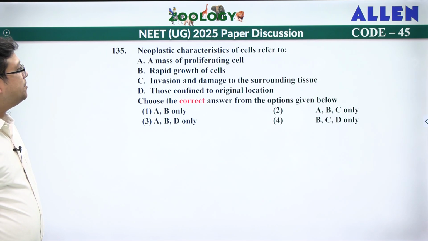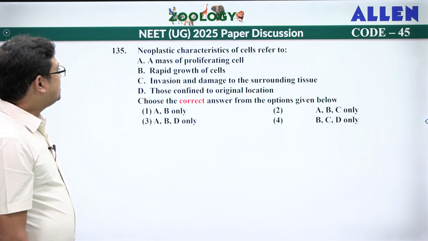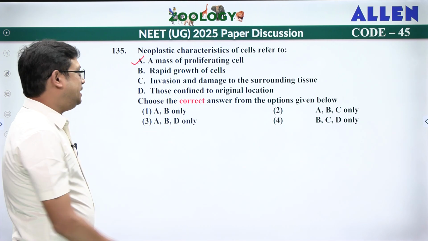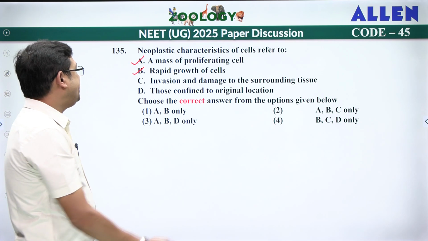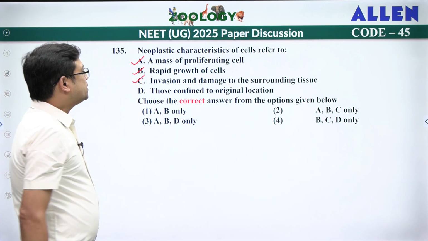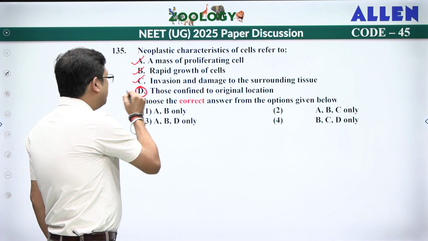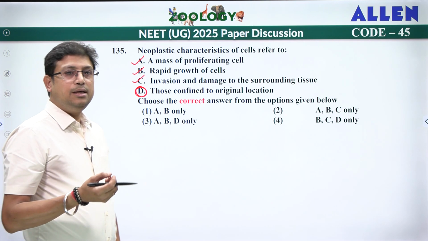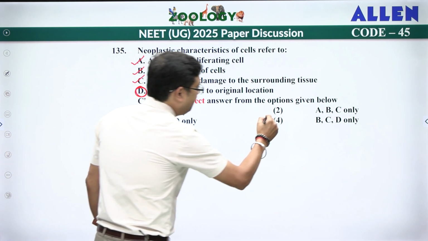Neoplastic characteristics of cells refer to. Neoplastic means what? Cancerous condition. So a mass of proliferating cells, yes. Rapid growth of cells, yes. Invasion and damage to the surrounding tissue, yes. Those confined to the original location, no. This is the character of benign tumor, and neoplastic condition is the character of malignant tumor. So answer is A, B, C. Second one.